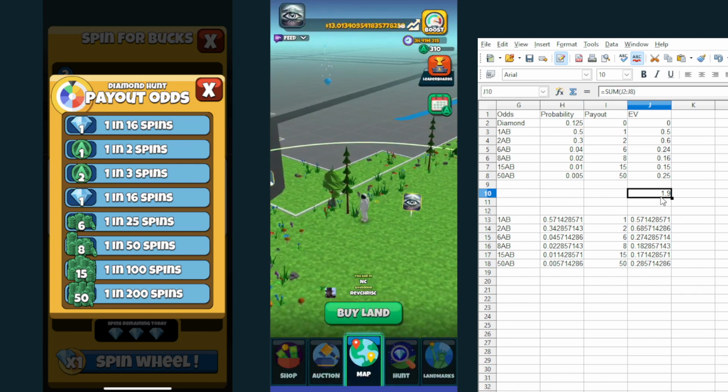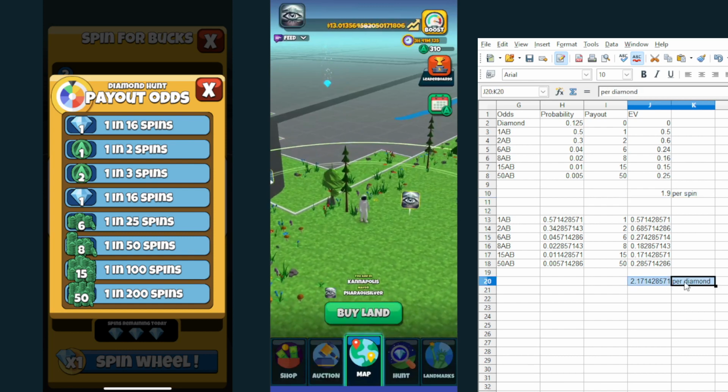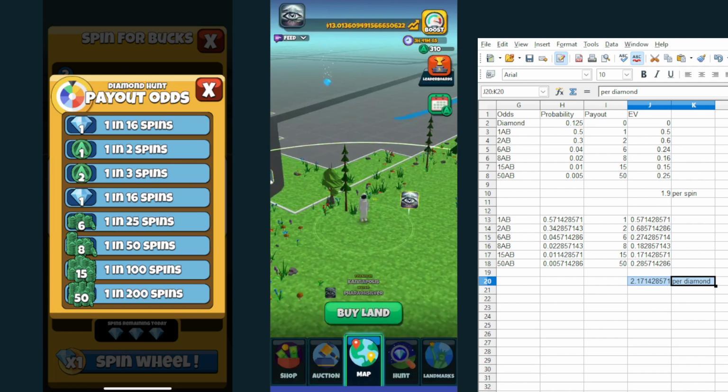So if I get the total sum of this, it becomes 2.17 per diamond, and this is 1.9 Atlas bucks per spin. So while you may be seeing about a 1.9 Atlas buck average per spin for a lot of you, when people talk about the per diamond case, you are getting more than 2 Atlas bucks for each diamond. So each diamond is actually basically the same as getting 2.1 Atlas bucks. However, when you're spinning, it's 1.9, and that is all coming down to the odds of the diamond here. So that's pretty much it.